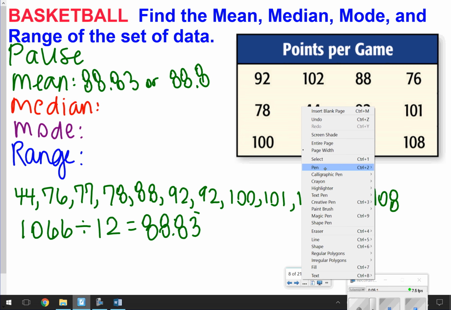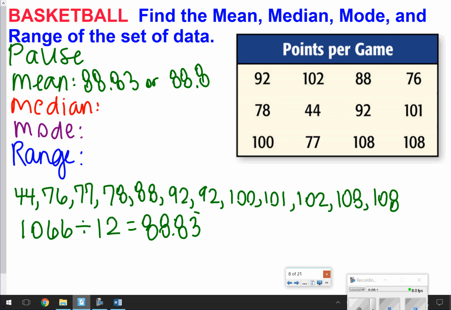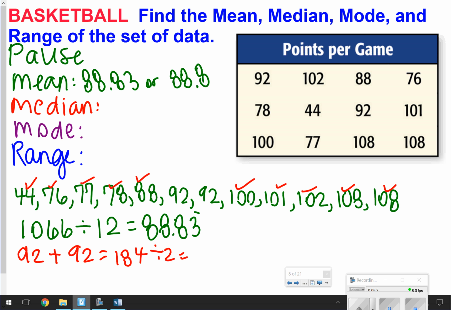Changing my color for the median. Remember, it's the middle number. So again, take one off the left, one off the right. And just like before, both the numbers in the middle are the same. Just in case they aren't, you just have to add them together. 92 plus 92, that's 184. Still dividing that by 2, you still get 92. So your median is 92.